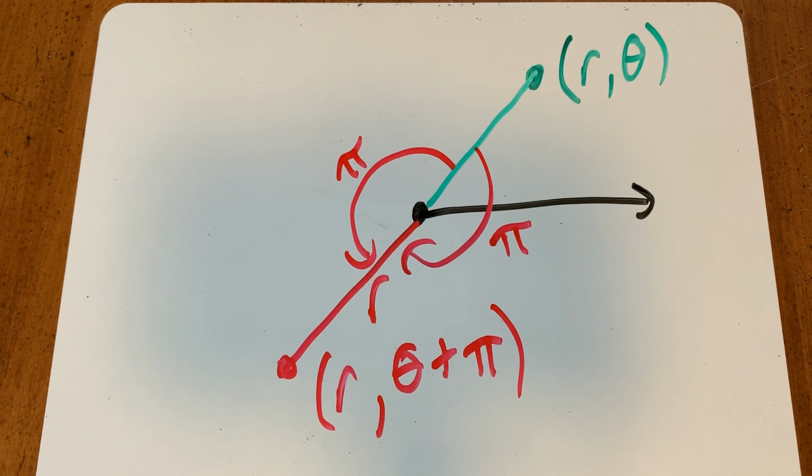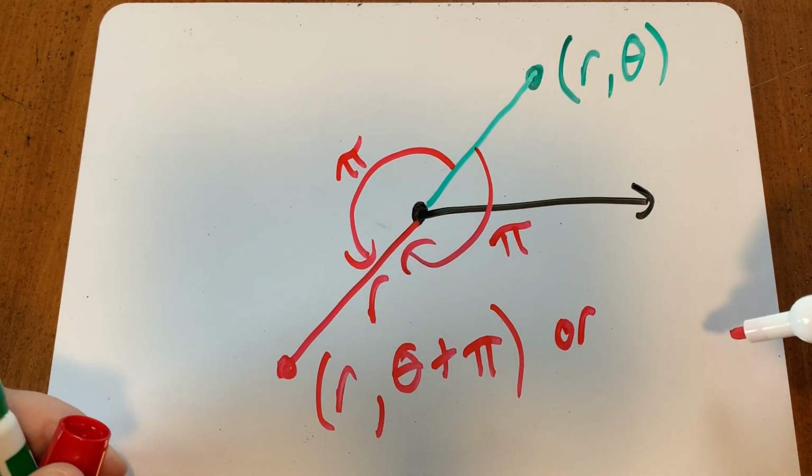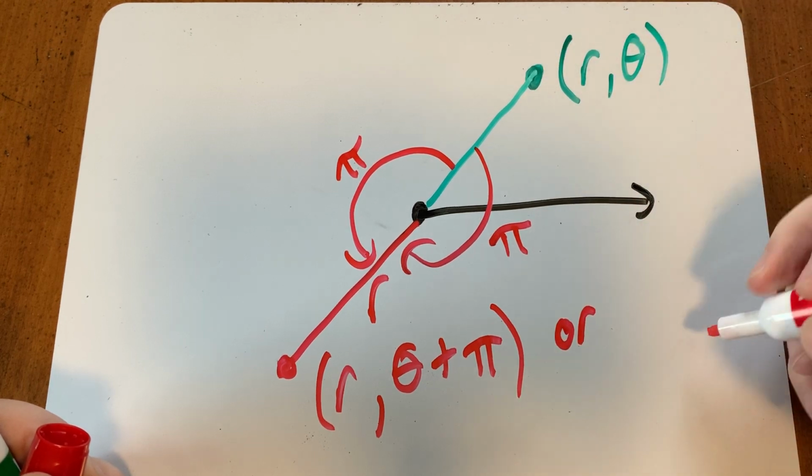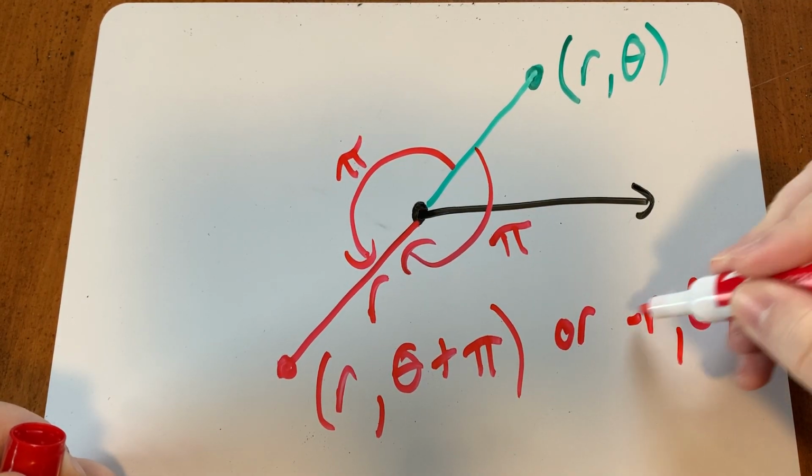Hope that makes sense. Oh, another way to do this one, another very easy way to do it, is if you're already going at theta, you would just want to go r in the other way, so you could just do negative r.